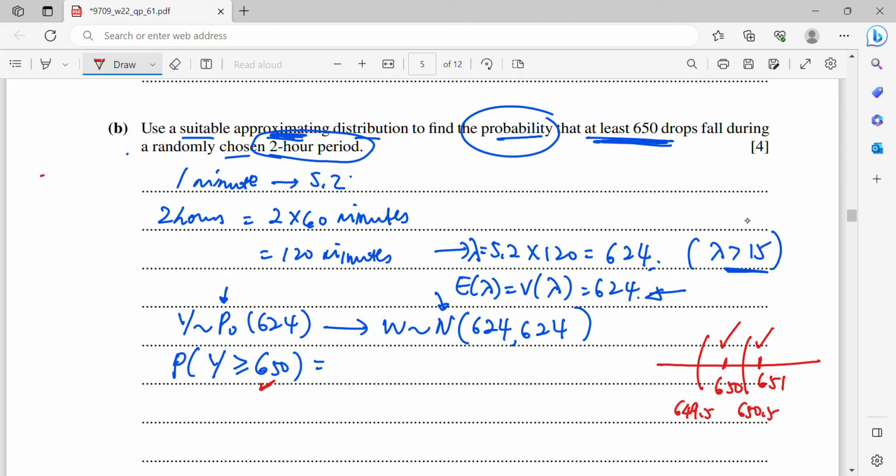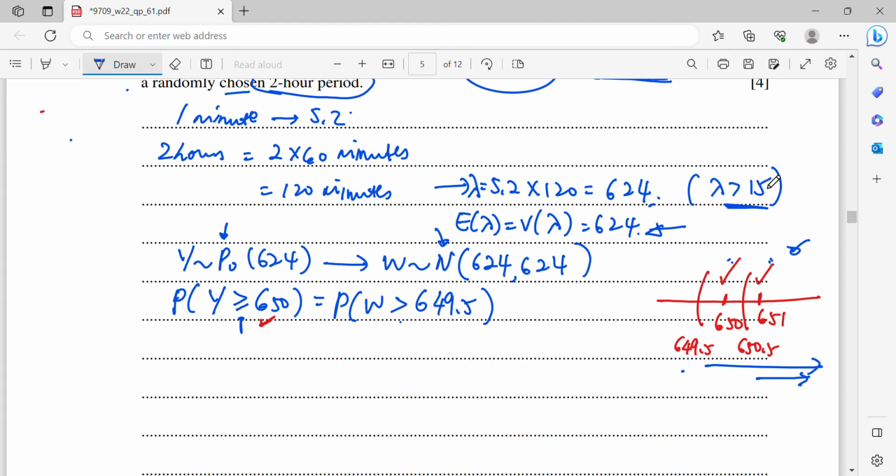Now I will change my working to P(W greater than ...). We follow the symbol here: greater than or equal to, then you just write greater than. The equal sign is not important for a continuous random variable. From this number line, you need to choose either more than 649.5 or more than 650.5 to include these two ticks. Obviously we need to choose 649.5. So I will write P(W > 649.5).